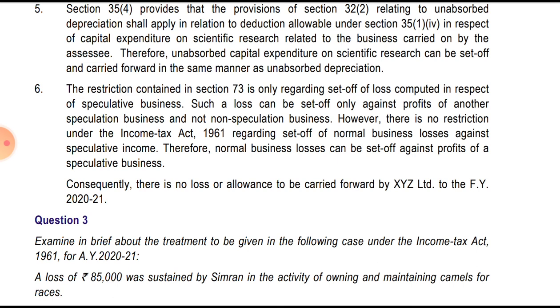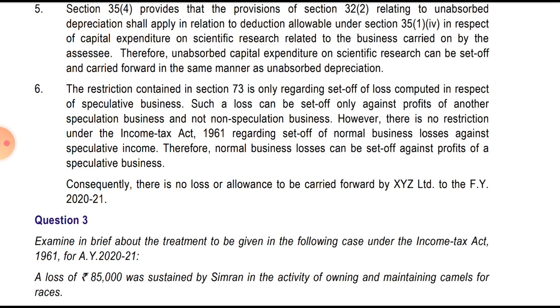The restriction under section 73 is only regarding the set off of the losses computed in respect of the speculative business. So there is a restriction only in case of speculative. Such a loss can be set off only against the profit of another speculative business and not against non-speculative. However, there is no restriction under the Income Tax Act regarding set off of the normal business loss against the speculative.